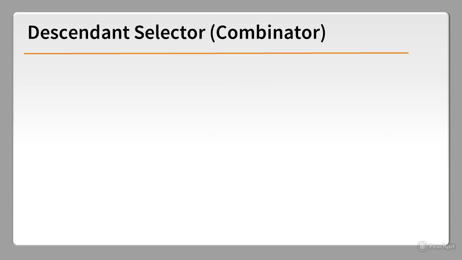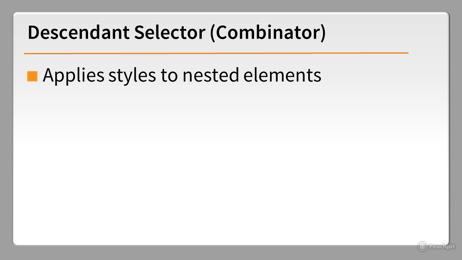The last basic selector is the descendant selector, or combinator as it's sometimes known. This combines two or more selectors to target elements more precisely, depending on where they are in the HTML structure. In HTML terms, descendant means nested at any level inside another element.